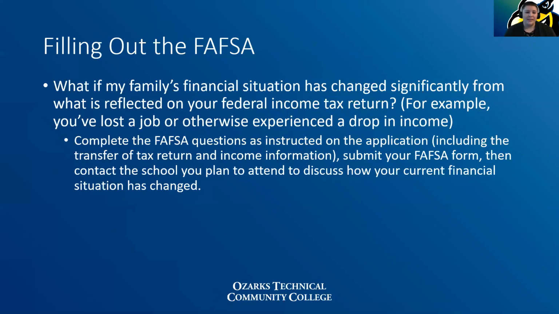You'll want to complete the FAFSA as instructed on the application, including the transfer of tax return and income information. You'll submit your FAFSA form and then contact the school you plan to attend to discuss how your current financial situation has changed. So fill it out accurately based upon that tax year, but understand that there are things that can be done to help you out and to take into consideration that your family's financial situation is not where it used to be. So as far as it goes with the FAFSA, fill it out accurately, and then you'll want to contact the school that you're planning to attend.